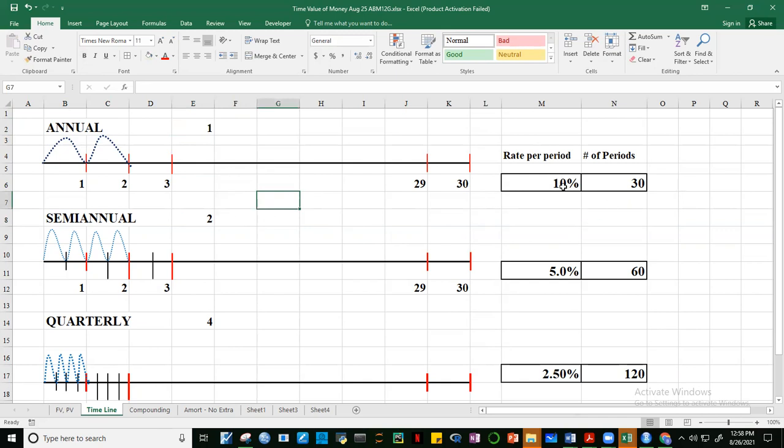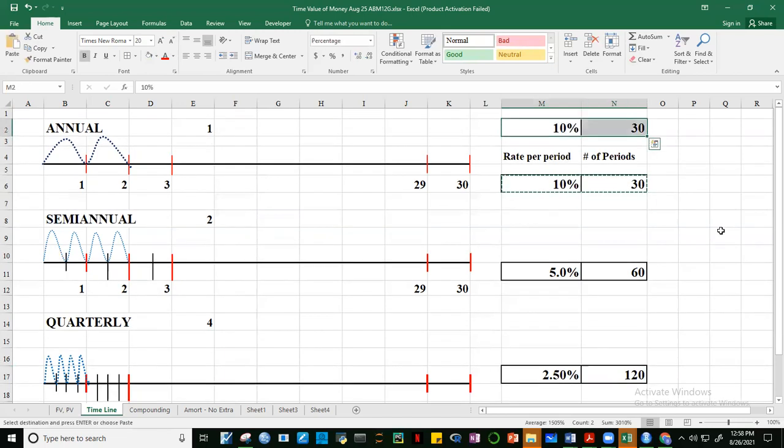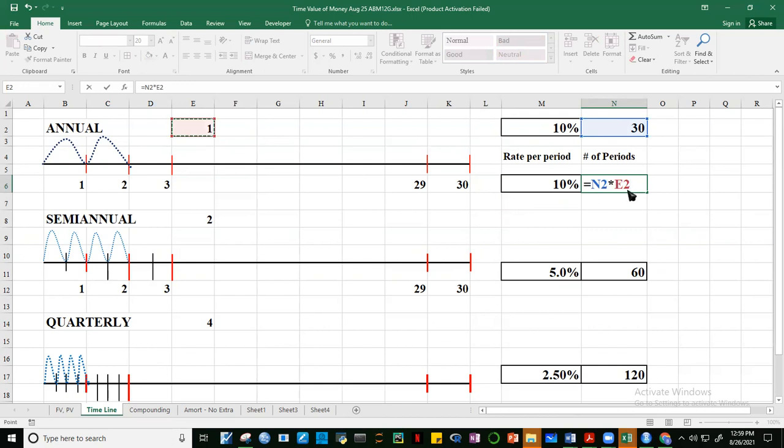So sabi natin, kindly copy na lang guys, no? So this is your APR, 10%. This is the number of years, 30. So kapag annual guys, the rate per period will be 10% divided by 1, so once lang kasi siya, no? Tapos yung periods natin is 30 times 1.